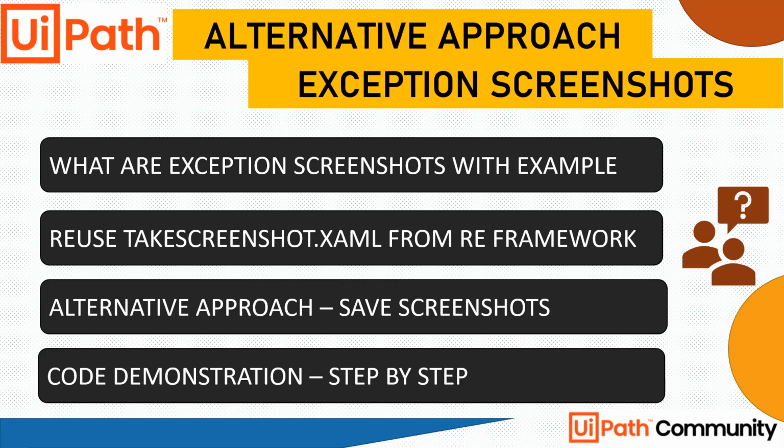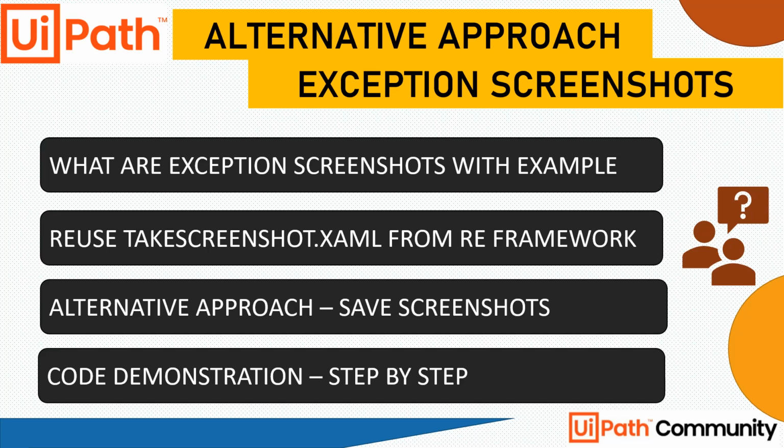So I hope now you understand what the exception screenshots are and how we can use them in UiPath Studio, how you can embed a screenshot in an Excel for better viewing and better reporting purposes. Having said that, let's have a quick recap of what we have seen in this video. In this video, we have looked at what exception screenshots are with the help of an example. Post that, we have seen how we can reuse the take screenshot activity XAML from the RE framework and how we can use that in any sequence or flowchart for our purpose.